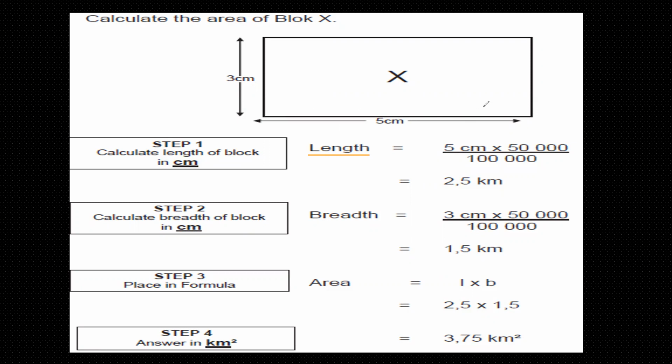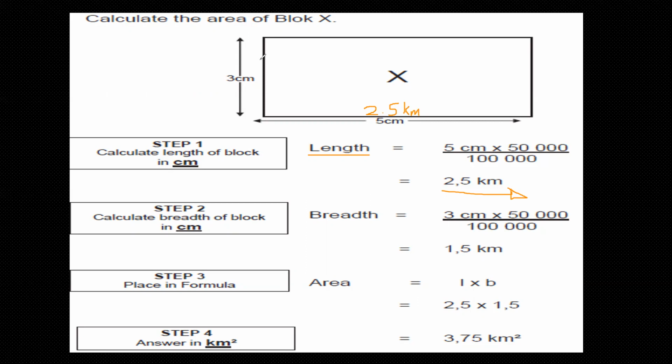So we need to use our distance formula. So we put this length into your distance formula, 5 centimeters times your map scale, all over 100,000. And that will give you an answer of 2,5 kilometers. So this length in reality is 2,5 kilometers.